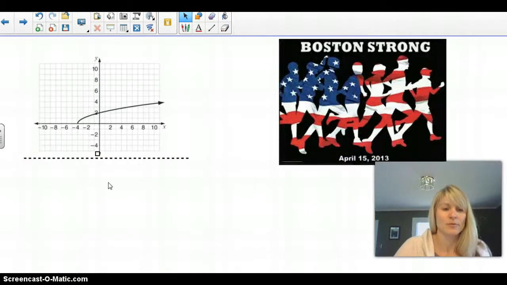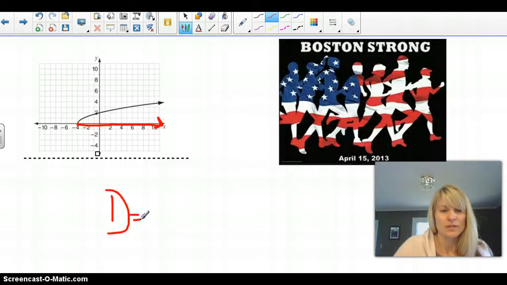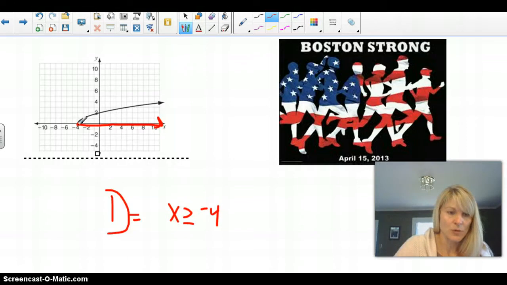Now if we look at this type of graph, we want to look at the domain. The domain is the x. So if we look at the x it starts at this point and then it continues forever in this direction. So if we were talking about the domain on this one, we would say x is greater than or equal to -4 because it's got a point here, so it includes this -4 and it goes to positive numbers.